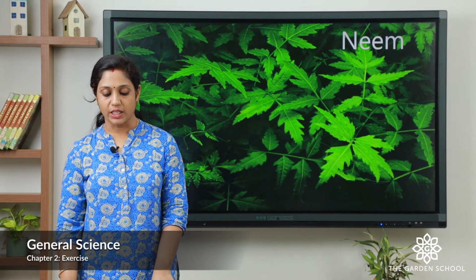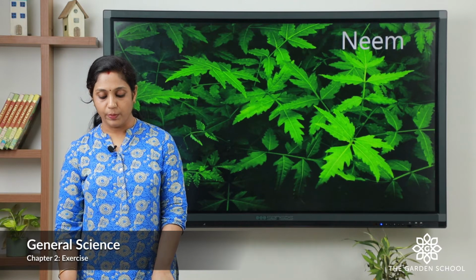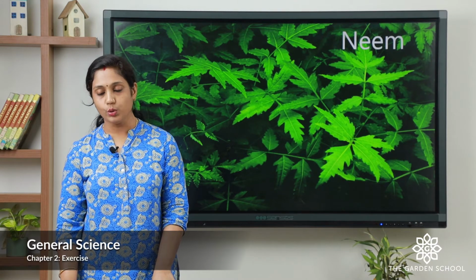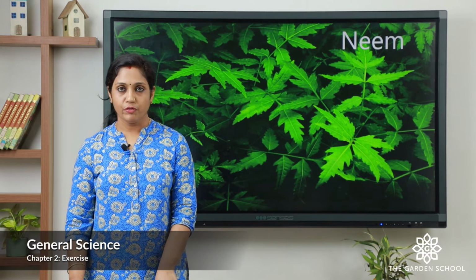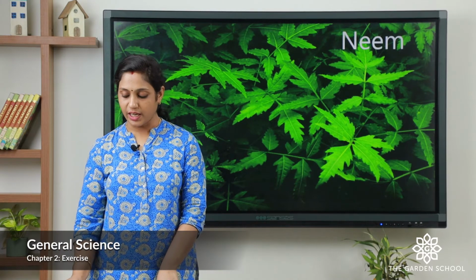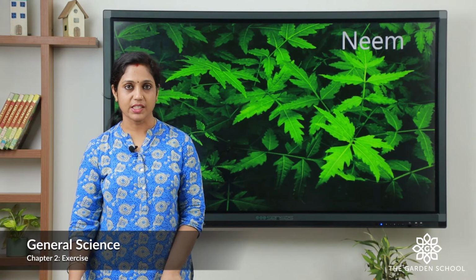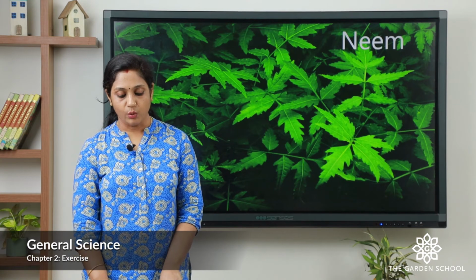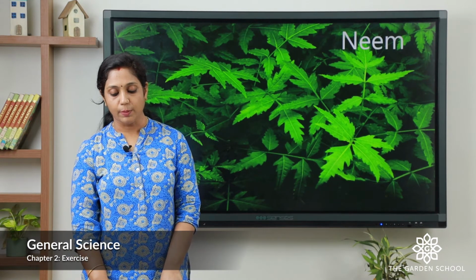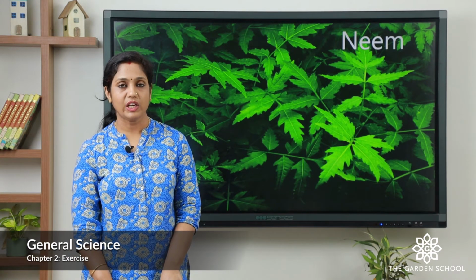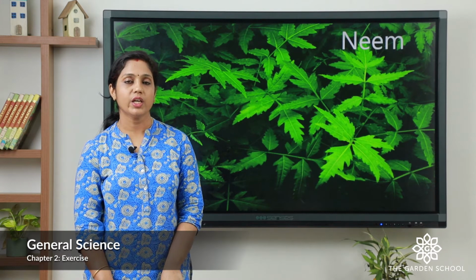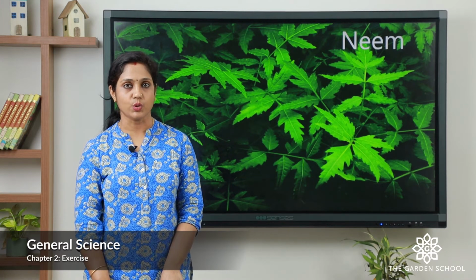Let's move on to the second one. It is complete the crossword to know the uses of plants. Before doing that, let's turn the next page, page number 16. Fill in the words from the crossword in the blanks given below. So first we'll fill this and after that we can use these answers to fill the crossword.